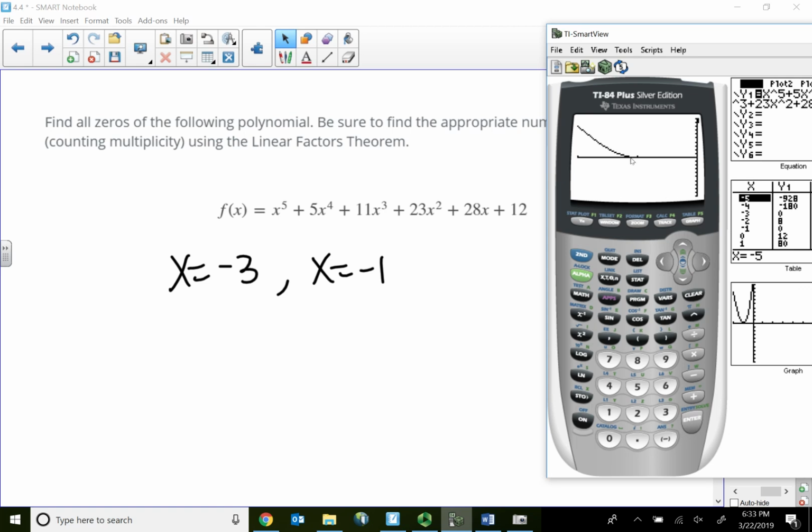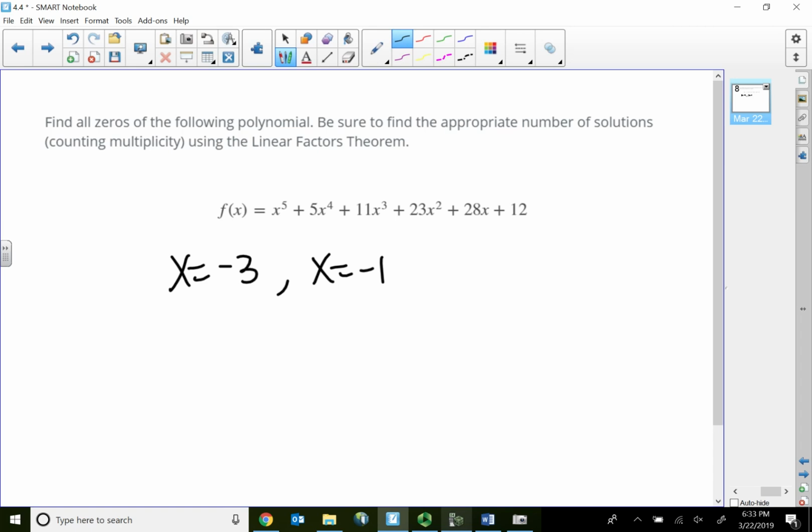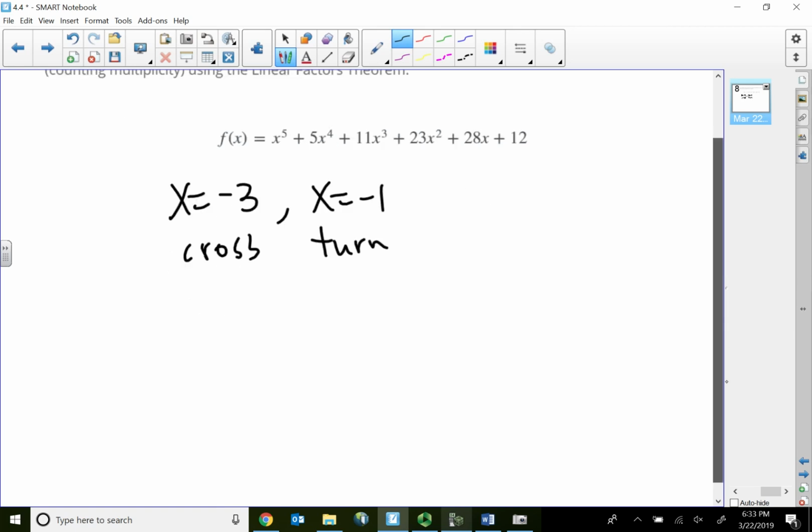See how it flattens before it curves. So that is a turn. It never went below. I think on the homework there might be a problem where you actually cross right back, so watch out for those, okay? All right, so turn at -1, cross at -3. That's the same thing as what we did earlier with the previous problem.